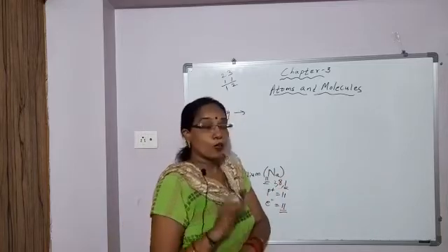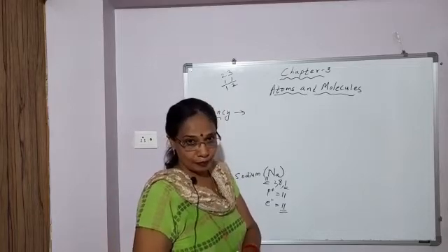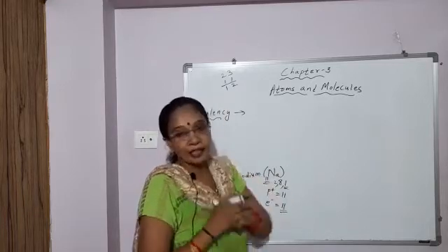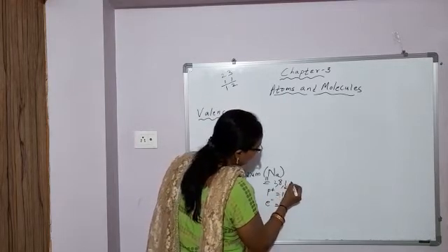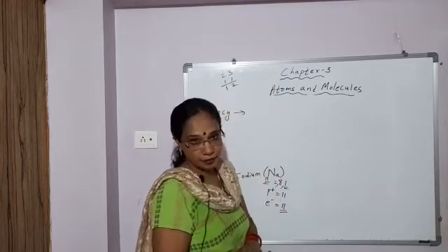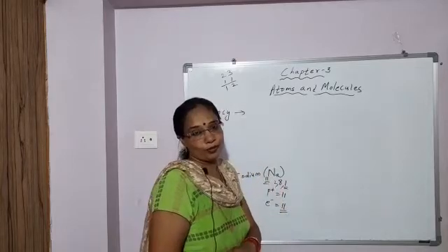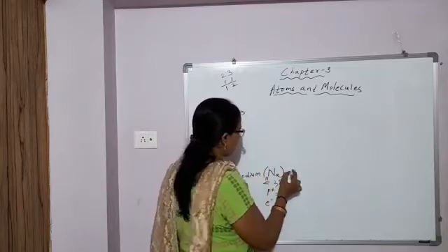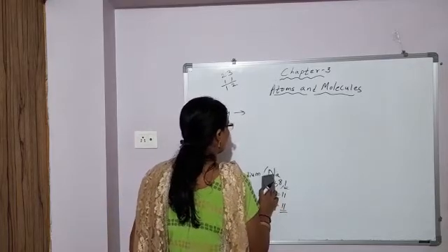So outermost how many electron? 1. So what it will do to attain the electronic configuration of its nearest noble gas? It will either gain electron or lose electron or share electron. So what it can do? It can lose this 1 electron. If it will lose its 1 electron, outermost becomes 8. And if it gains electron, it has to gain 7 electrons. So which is easy? Losing 1 electron. So sodium will lose 1 electron.